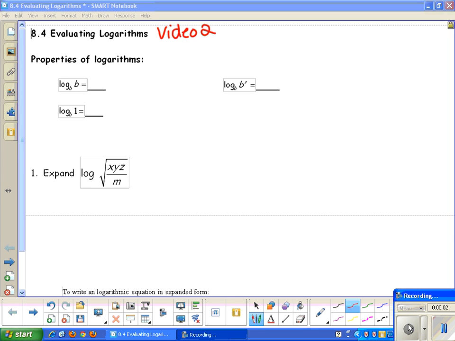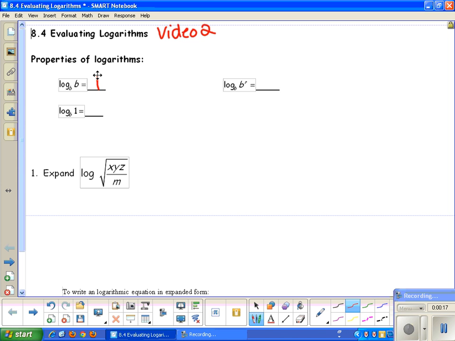Section 8.4 continued. We're evaluating logarithms. In the beginning of section 8.4, we did the properties of logarithms. Hopefully you remember that if you have the log of a base of the same number, that's equal to a value of 1. And to check, you can do exponential form. b to the first power equals b, so that checks out.